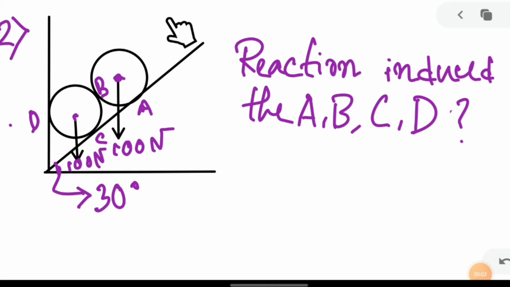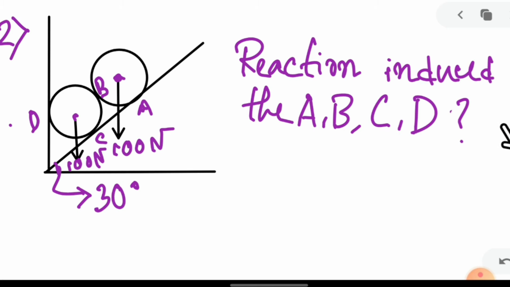Here is the second question. It is a little bit complex, but you can easily solve it if you follow my lectures accordingly. You just need to go step by step, draw the free body diagrams, and you can easily handle this type of question. Here are two balls touched by two surfaces. This is an inclined plane and this is a surface. The ball is touched by this ball and this inclined plane. It is given that the angle is 30 degree, and the forces from the balls are 100 Newton and 100 Newton.